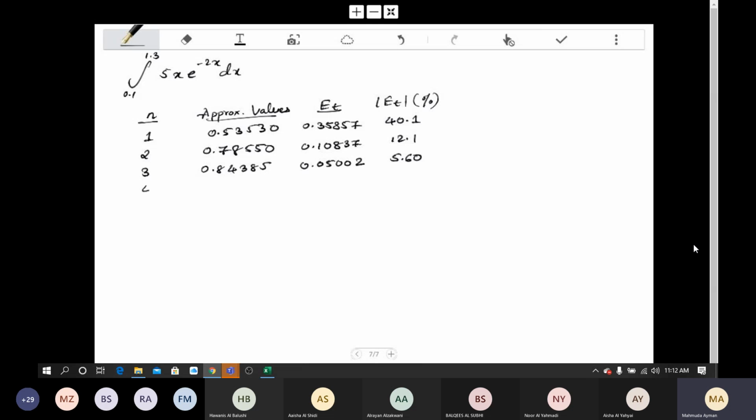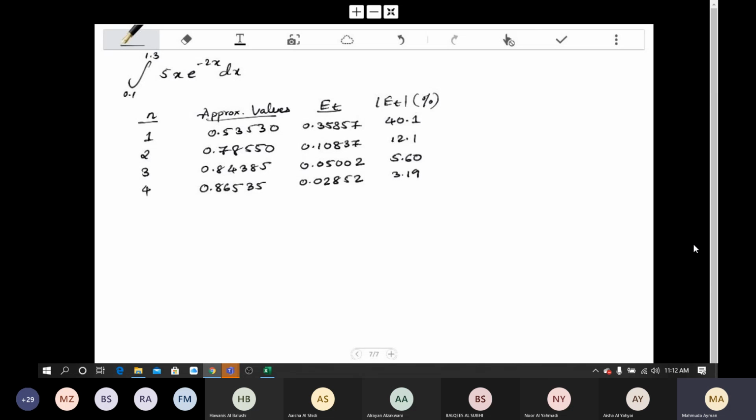Now, if you take four segments, you will get 0.86535. So this one we haven't calculated. You can calculate it by yourself at home and see whether you get exactly the values that I'm giving you. And then the error percentage will be 3.19%.